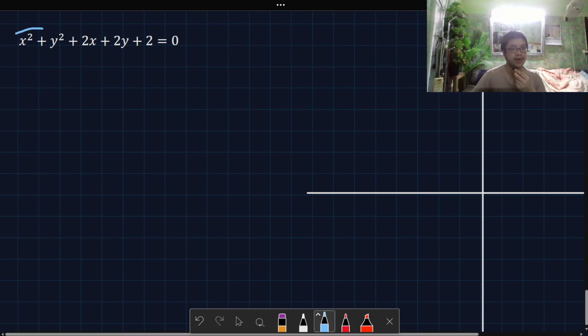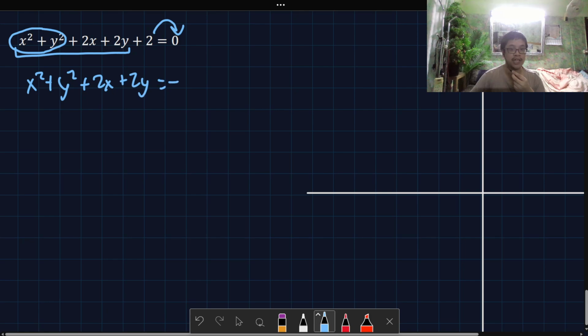Since the coefficient of x squared and y squared is 1, there's no need to divide both sides by 1. So what we're going to do is group together the terms that have variables, and the constant term will be put on the right side. So x squared plus y squared plus 2x plus 2y is equal to negative 2. Then on the left side, we're going to group all the x's and y's. So x squared plus 2x plus y squared plus 2y is equal to negative 2.